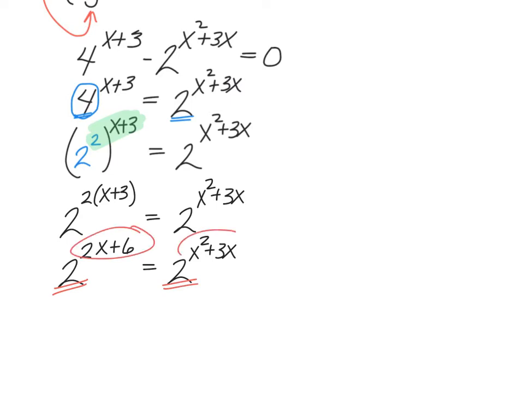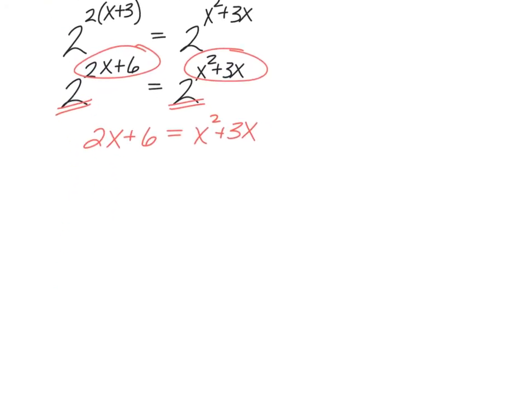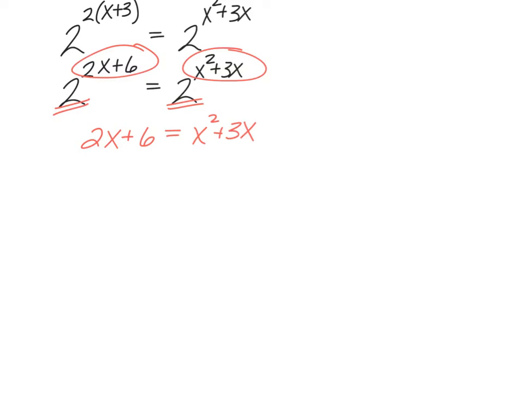Therefore, the exponents can be set equal to one another. And that's using the uniqueness property. We studied the uniqueness property when we first were introduced to exponential equations. So 2x plus 6 is equal to x squared plus 3x. And now we have a totally different type of equation here. This is not an exponential equation anymore. Now we have a quadratic equation. So we'll review how to solve quadratic equations. We know it's quadratic because it's degree 2.